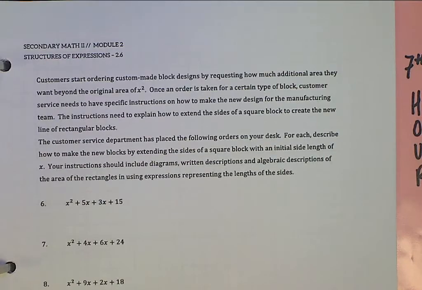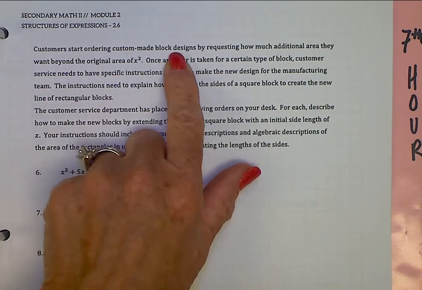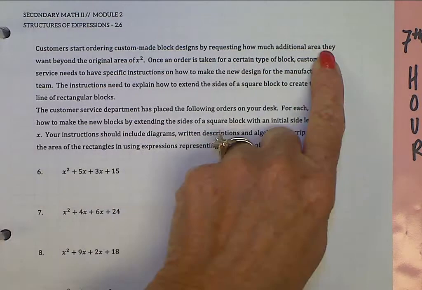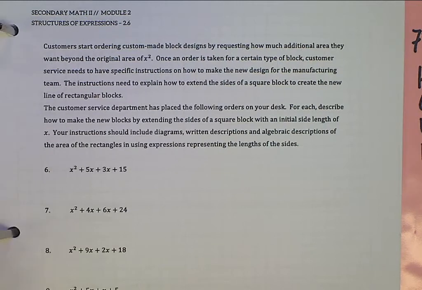It starts up at the top with customers start ordering custom-made block designs by requesting how much additional area they want beyond the original area of x squared. Once an order is taken for a certain type of block, customer service needs to have specific instructions on how to make the new design for the manufacturing team. The instructions need to explain how to extend the sides of the square block to create the new line of rectangular blocks. The customer service department has placed the following orders on your desk.